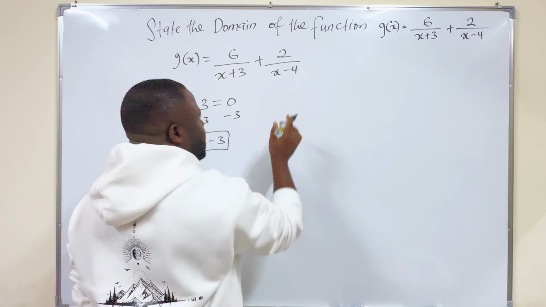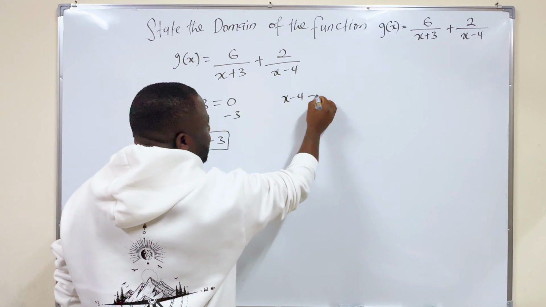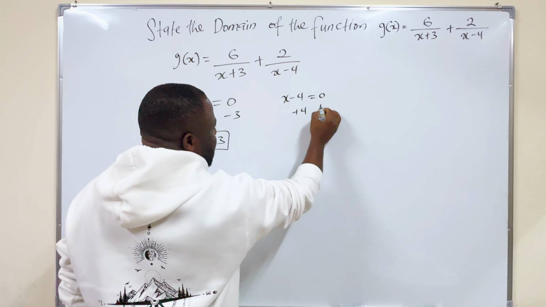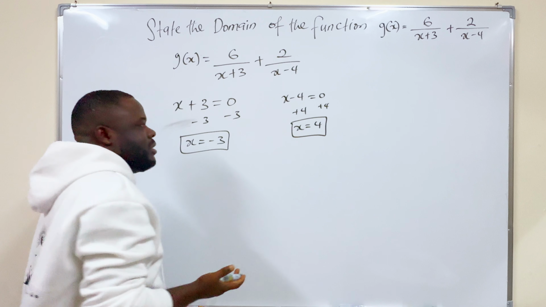So let's also deal with the second denominator. x minus 4 equals 0. So you add 4 to both sides. Now we have x equals 4. Okay? So that is basically it.